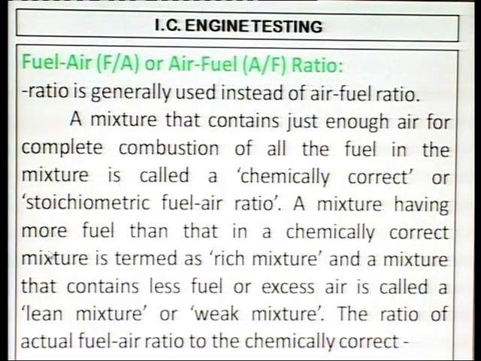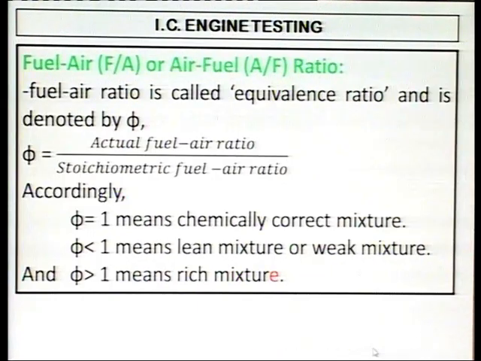A mixture having more fuel than that in the chemically correct mixture is termed a rich mixture, and a mixture that contains less fuel or excess air is called a lean mixture or weak mixture. The ratio of actual fuel air ratio to the chemically correct fuel air ratio is called equivalence ratio and is denoted by phi. Phi is equal to actual fuel air ratio divided by stoichiometric fuel air ratio.